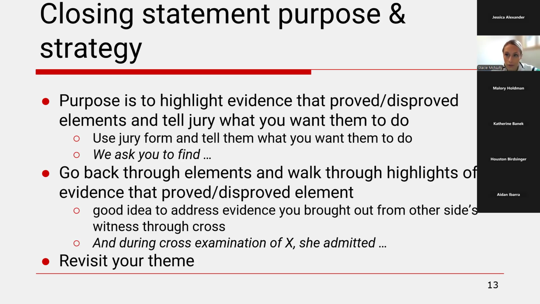Then you're going to go back through the elements of the claim, and walk them through what they saw at trial and the highlights of the testimony and the evidence that will show each element of the claim. This is where you say, during cross-examination, this witness admitted that she had an open door policy for her property. So it's reasonable to think someone could be invited on it if we're talking about trespass. And then you'll revisit your theme, the catchphrase for the story that you're putting on. That's what you want to do during closing.